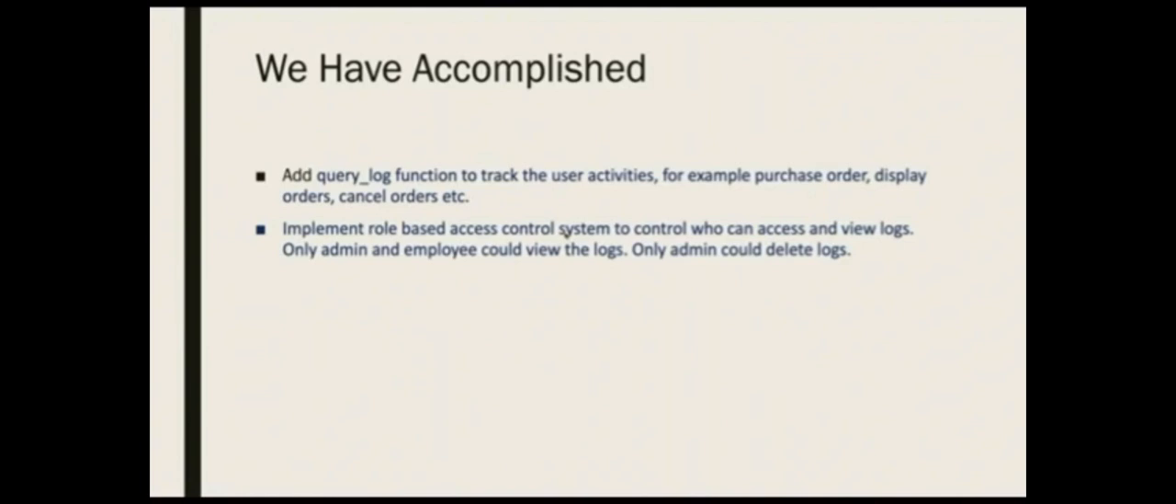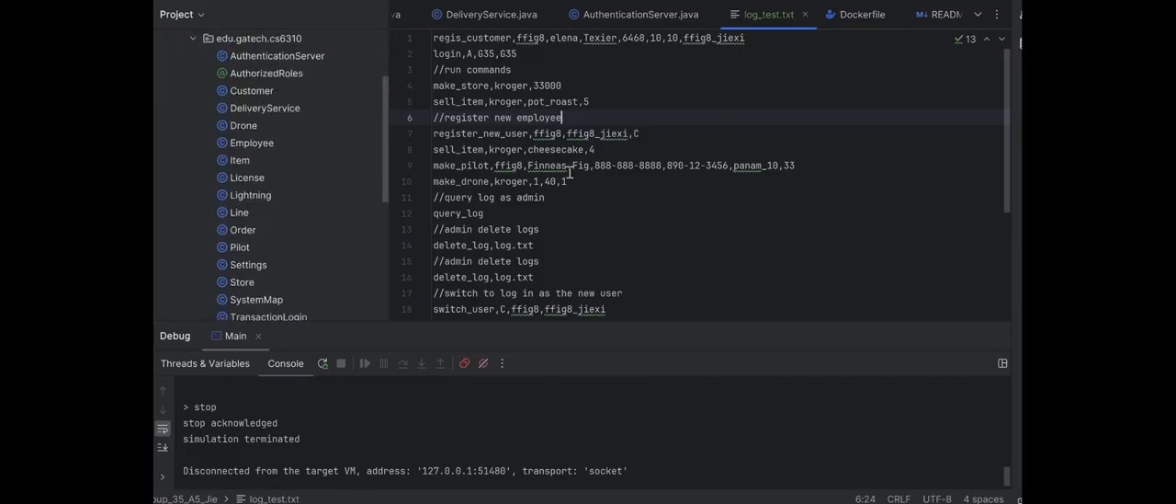We've taken our system a step further by introducing a role-based access control system. This means we now have a structured way to control who can access and review logs. When it comes to deleting logs, only the admin has the authority, adding an extra layer of security and data integrity. Here is a demo of the implementation for the auditability part.